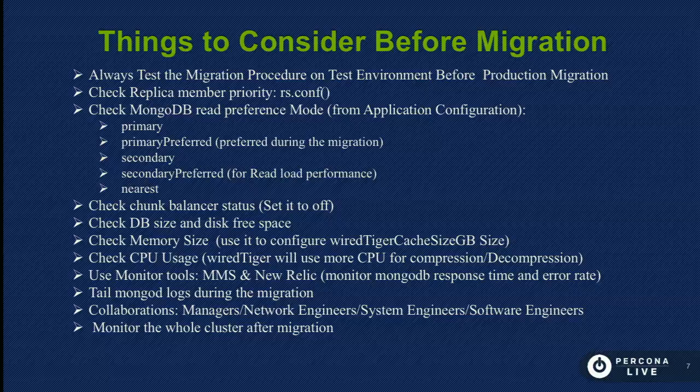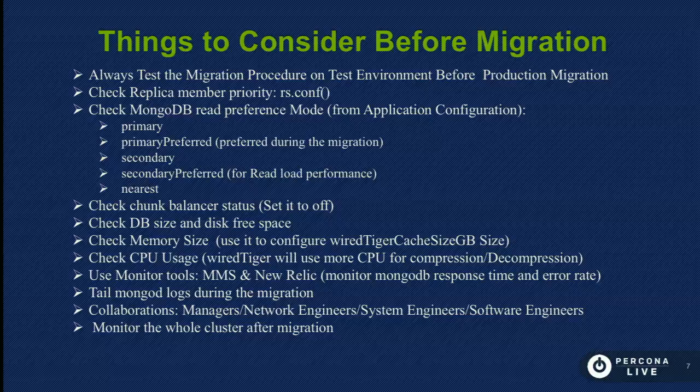The next part is that we need to make sure the MongoDB balancer is off before migration, and then check hardware like disk size and memory size. Memory size is used to configure your wiredTiger cache size GB in the MongoDB conf. Also CPU: because wiredTiger will use a little more CPU than mmap, better check your CPU usage.